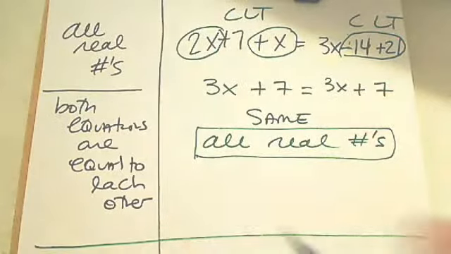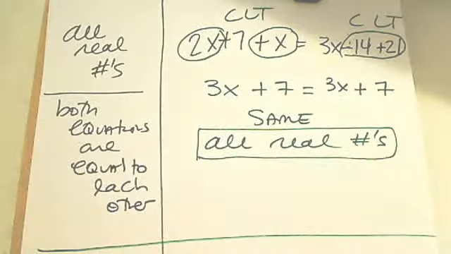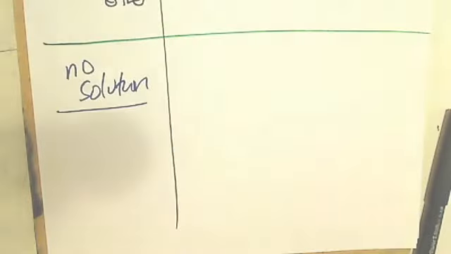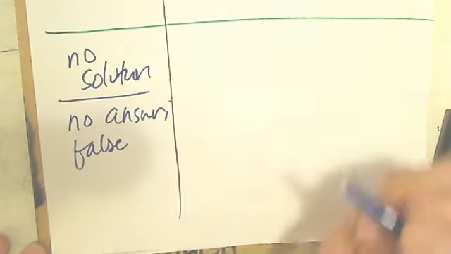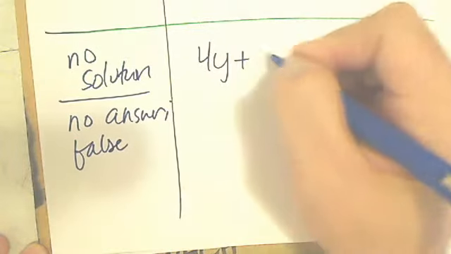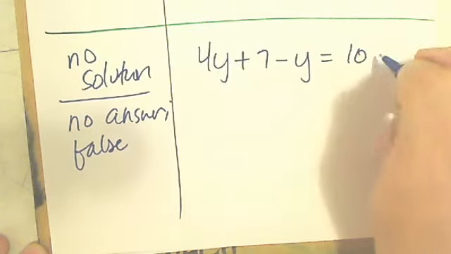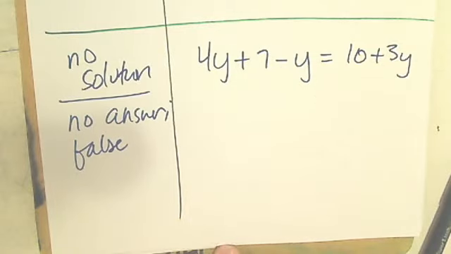If the question had said no solution, I'm sorry, no solution means it's what kind of statement? It's a false statement. 5 equals 4. 0 equals 2. x equals y. This is no solution. There is no answer. For example, 4y plus 7 minus y equals 10 plus 3y. This is going to be a no solution answer. There is no answer for this.